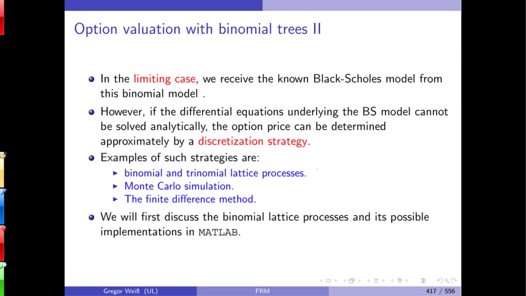Then we've seen in the limiting case, we get the Black-Scholes model. It's a discretization strategy because we have time and we cut up time in discrete steps. For example, if you have 1 year and you use 12 steps, you will have 1 month intervals. And this is different from the Black-Scholes model in which we have infinitesimally small changes in time.